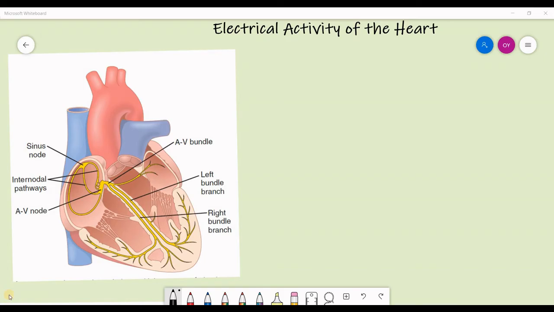Hello everyone. Today we are going to talk about electrical activity of the heart. Let's start with some of the very basic things.